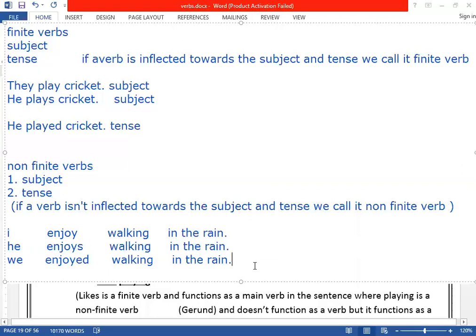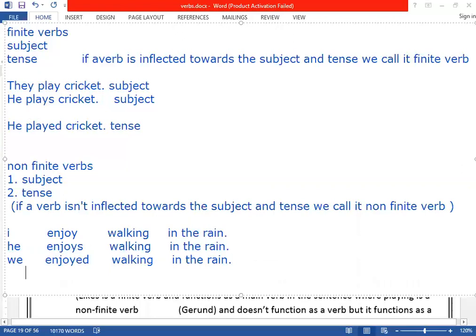So I can say that enjoy over here, it's what type of verb? It's finite verb. But can you see here, walking? Has it changed in any of the tense? No. I change the subject, walking is the same. I change the tense, walking is the same. We see no changes over here. In fact, it is also a verb.